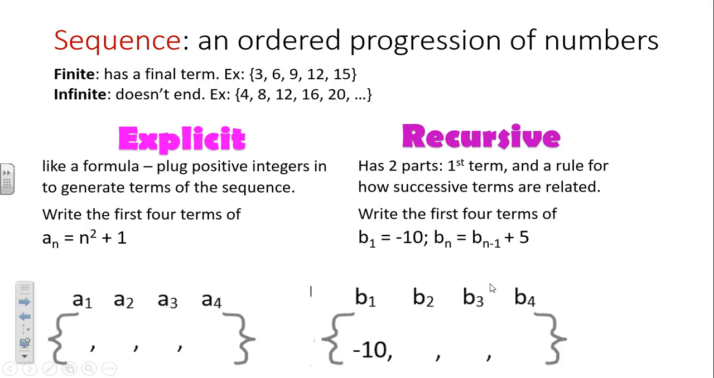So as I mentioned, it's like a formula. You plug in integers, so we're never going to deal with negative numbers or usually positive integers. We won't be dealing with fractions or decimals or irrational numbers and so forth. And we plug those positive integers in to generate the sequence. So we want to know what are the first four terms of a sub n equals n squared plus 1.